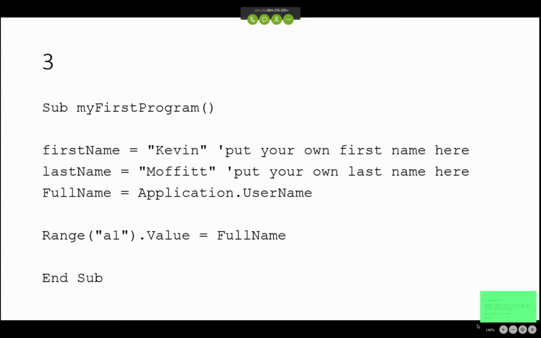Mike? Range A1 equals full name? I don't know, try it. Well, it does the same thing. Oh, did it do the same thing? Yeah. Okay. Well, then it's taking a shortcut.